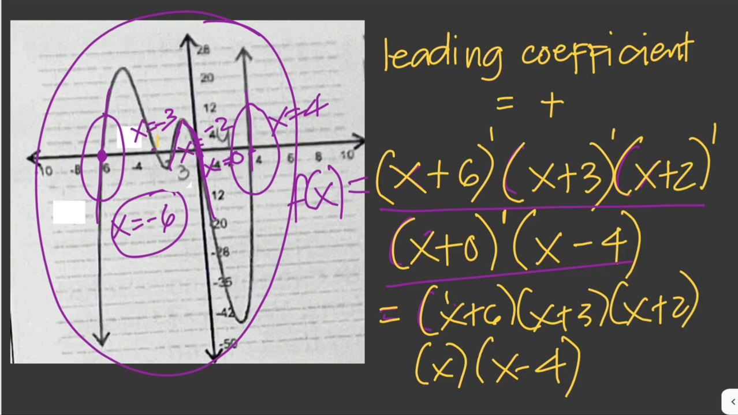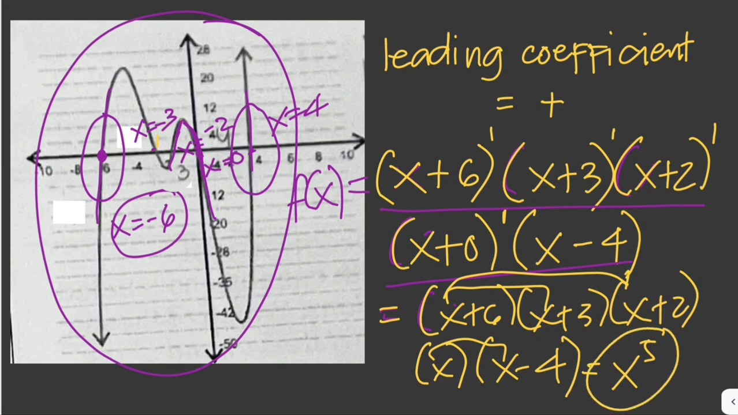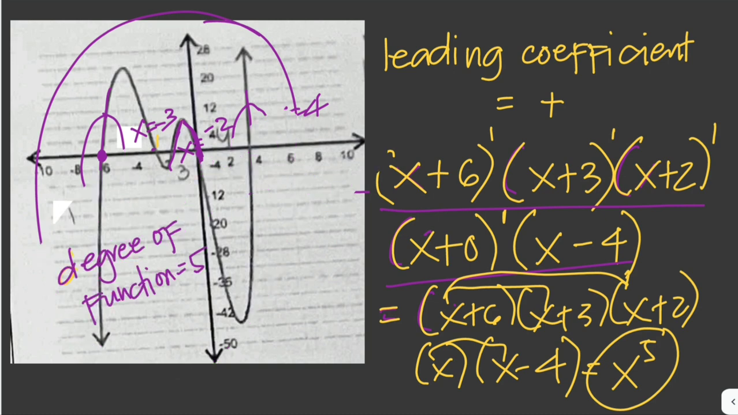Now if you multiply all of the x's here, this would give us x to the 5th. And this is the variable with the highest exponent, and this also determines the degree of the function. So the degree of the function is equal to 5. And the number of zeros here are also 5.